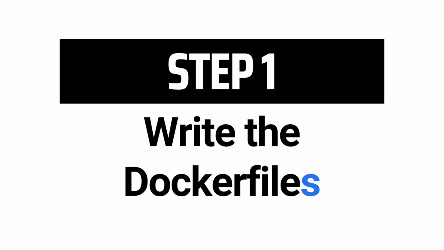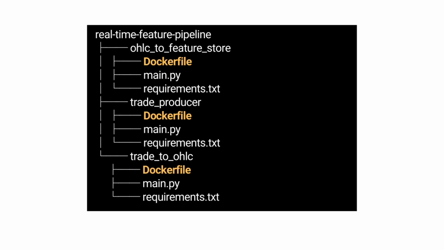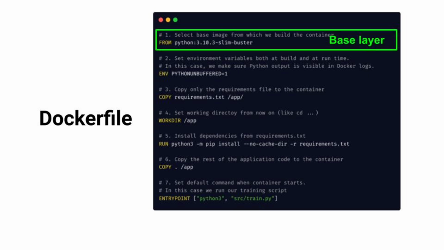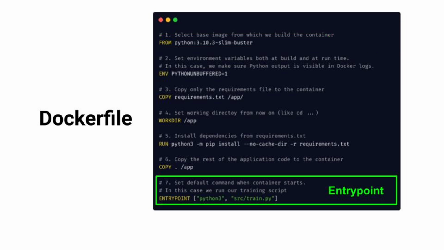Let's now fully Dockerize this stack using Docker Compose in 4 steps. Step 1. Write a Dockerfile for each of your services. A Dockerfile completely defines the environment in which each of these services is going to run. Dockerfiles are defined by layers, starting from the base layer, from which you start adding transformations, and you end up adding the entry point, which is the default command that will run when you spin up the container.